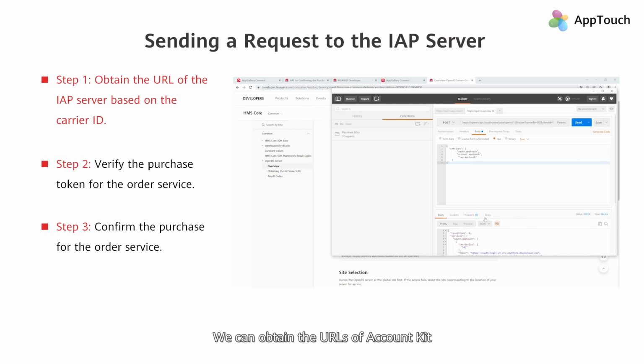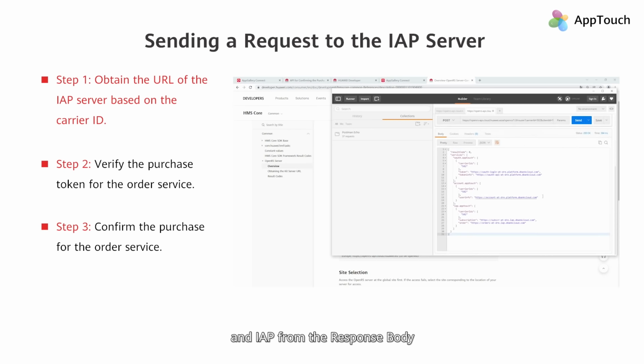We can obtain the URLs of AccountKit and IAP from the response body. The global URLs of order and subscription are obtained from IAP AppTouch, and the token URLs are obtained from the OAuth AppTouch. These URLs will be used in other APIs, so we make them ready in advance.